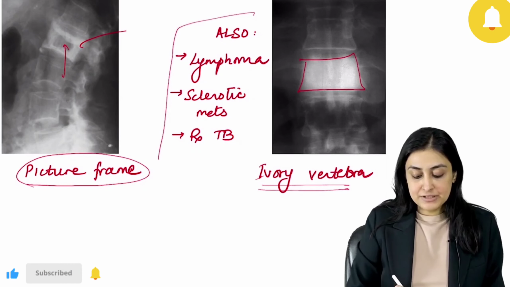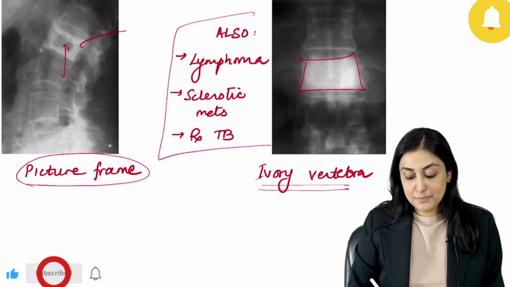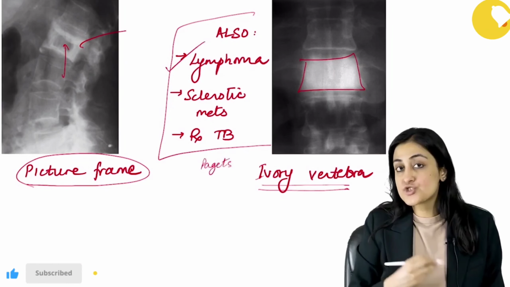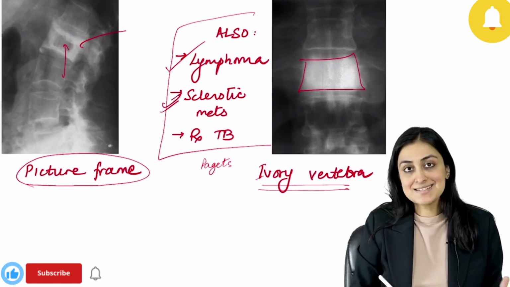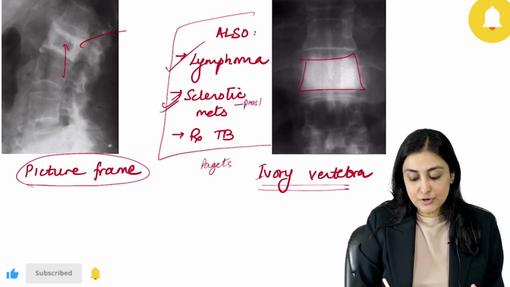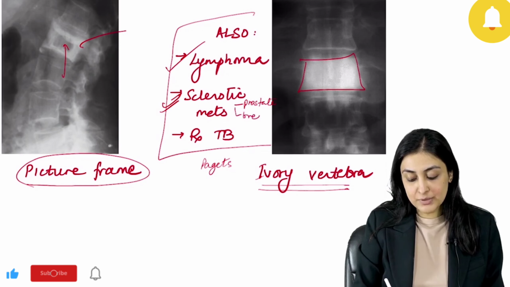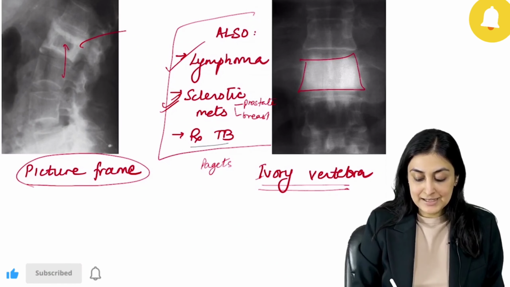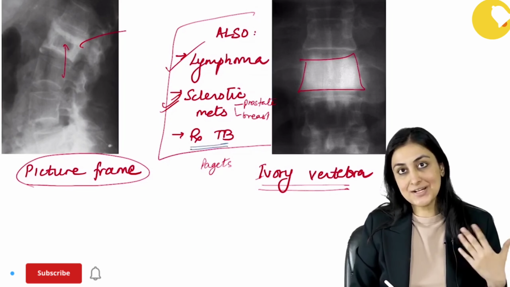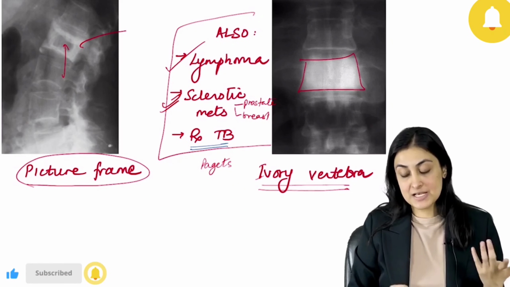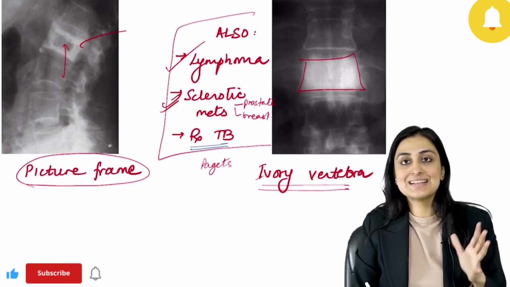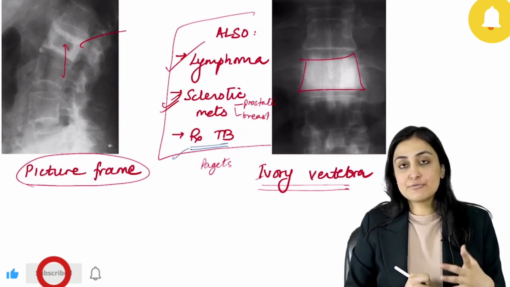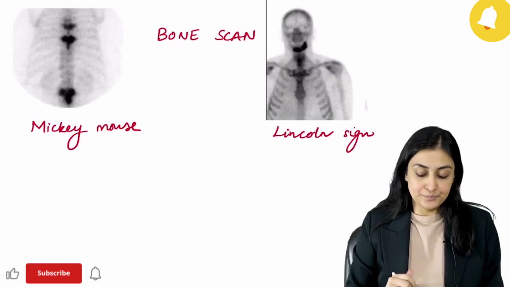Now, differentials of ivory vertebrae are very important. Apart from Paget's disease, you would also find them in lymphoma, particularly Hodgkin's lymphoma, and sclerotic metastasis. Most commonly, you will see them from prostate in a male and breast in a female. So these are the common primaries that you need to know. Apart from that, in a case of treated, healed tuberculosis, you can also have this. In turn, it tells you that there is sclerosis, there is osteoblastic activity going on. So all of these will be differentials of an ivory vertebra.